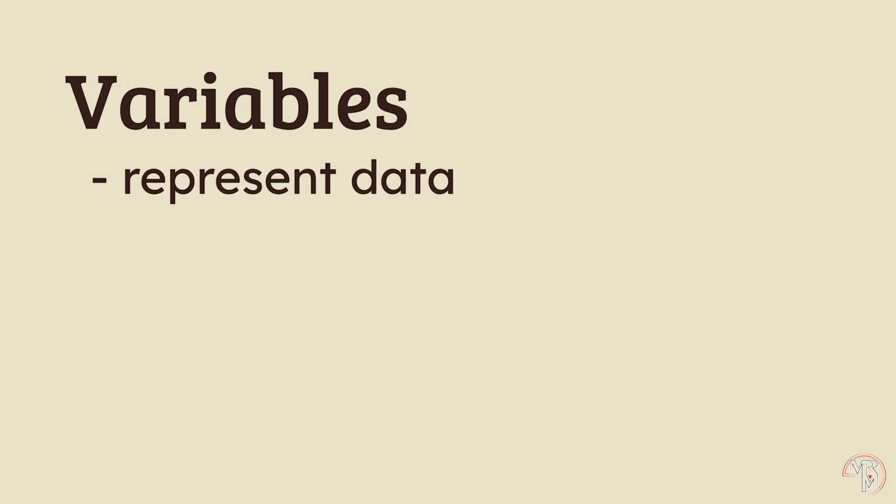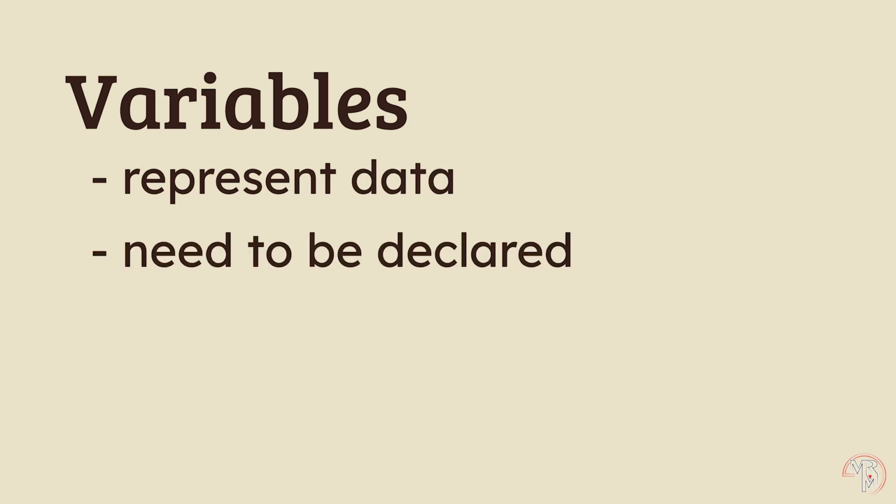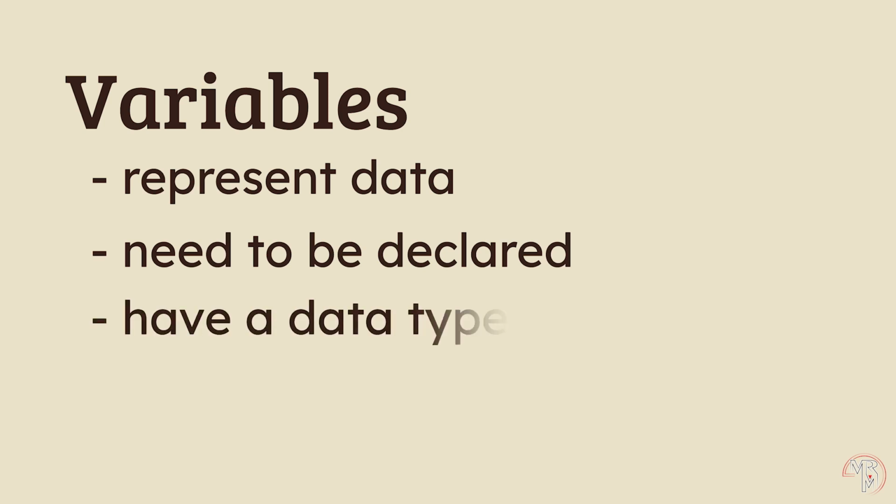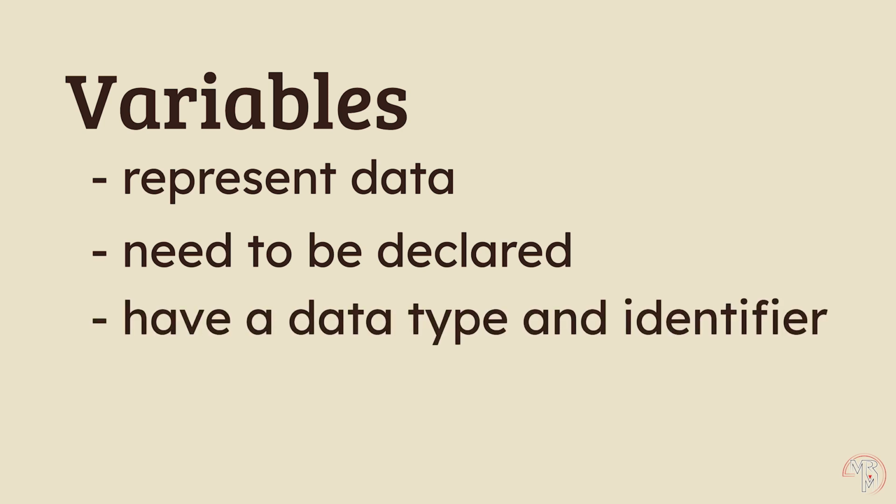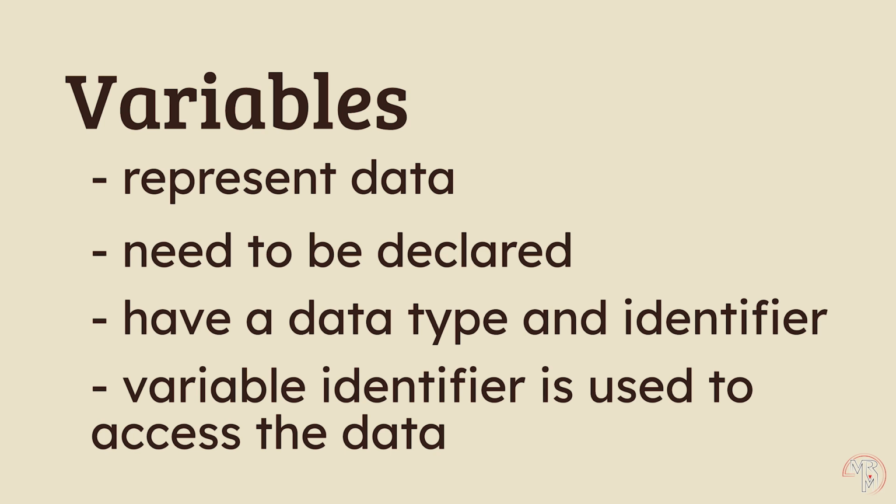Alright, so this is what you need to know about variables. They represent data in a computer program. Before you use a variable, you need to create or declare it. When declaring a variable, you need to specify its data type and its name or identifier. Variable identifier is used when using a variable, meaning when assigning data to a variable or accessing the data represented by a variable. There are of course other details related to variables, but for now you're good.